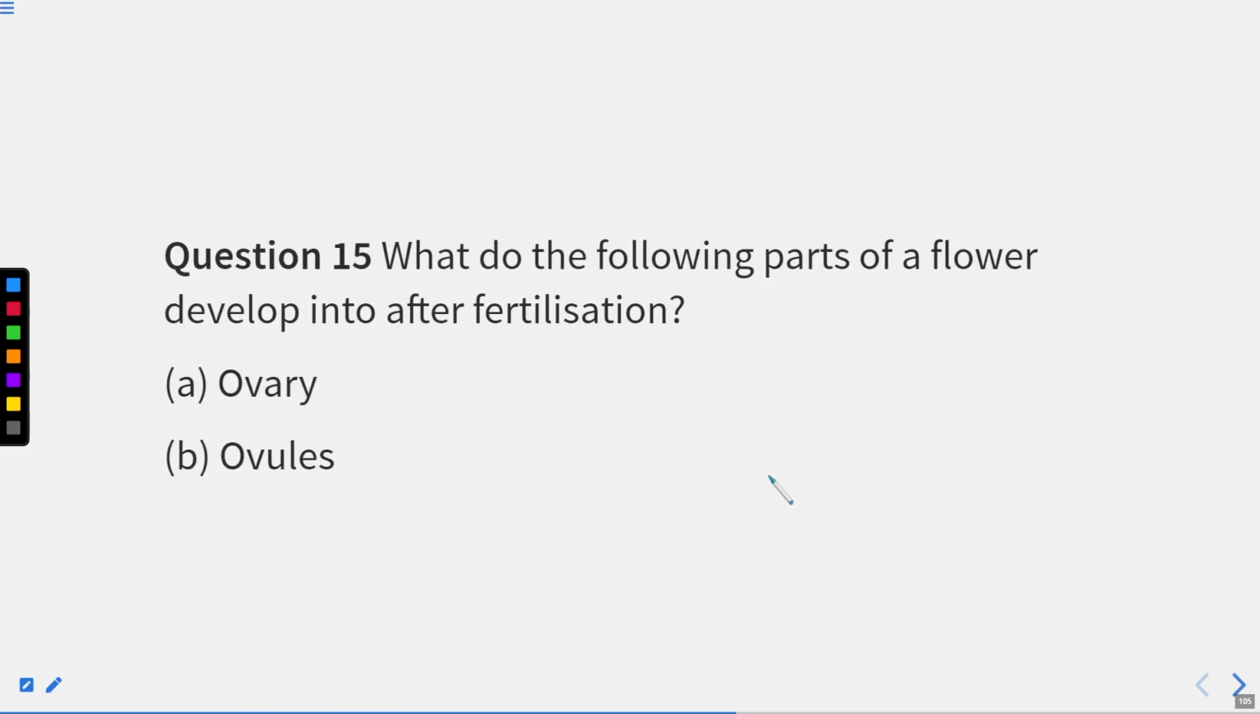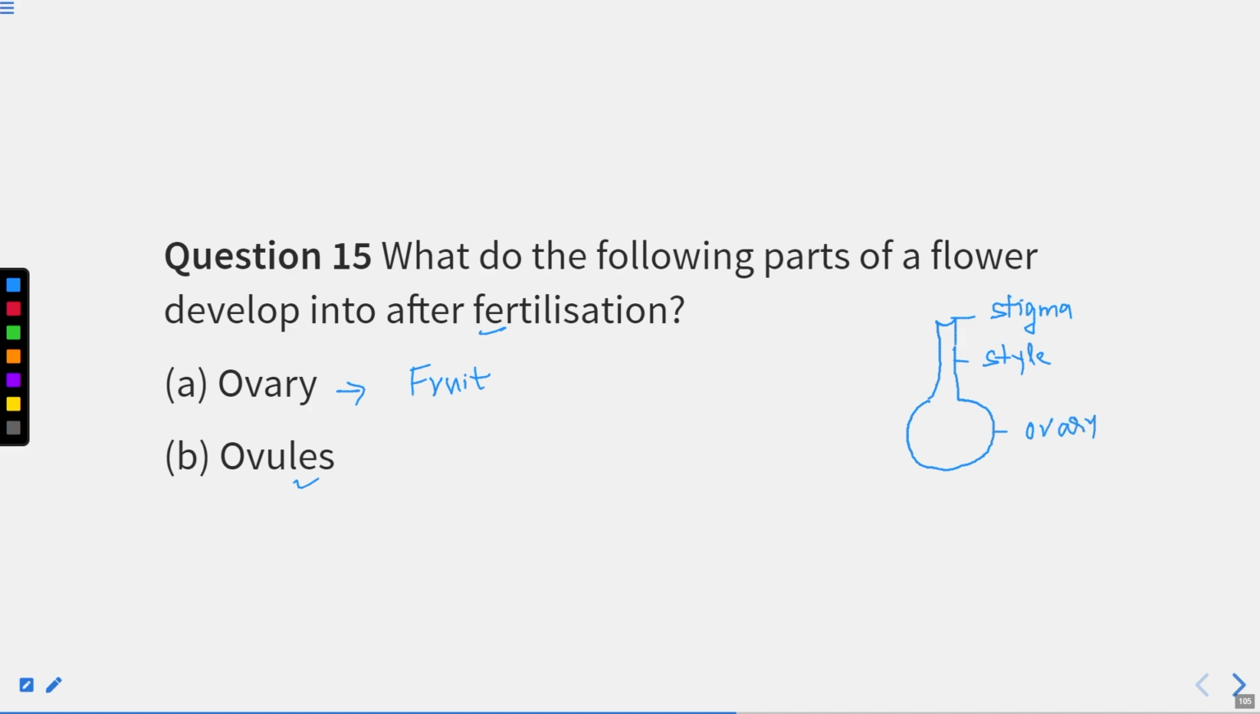Now question number 15. What do the following parts of a flower develop into after fertilization? This is very straightforward, and you already know it. What happens to the ovary after fertilization? The ovary develops into the fruit. And within the ovary, ovules are present. The ovary, you know, is the swollen base. This is the stigma, this is the style, and this is the ovary.